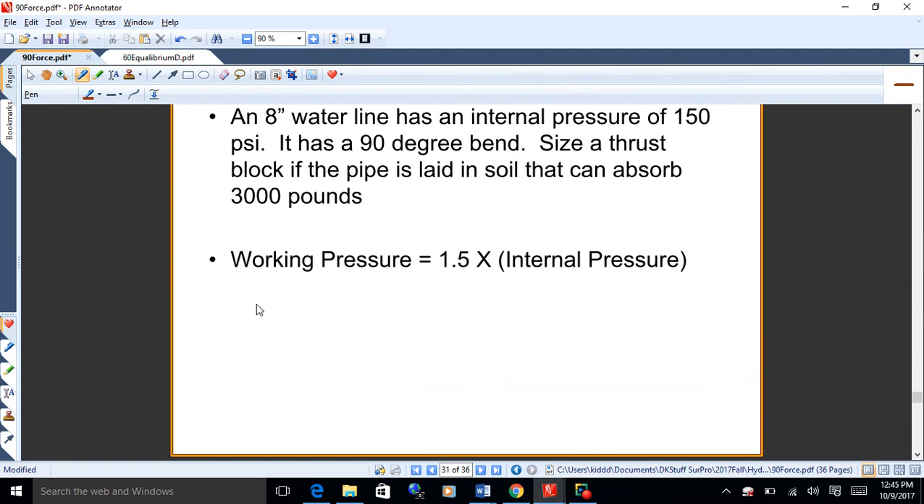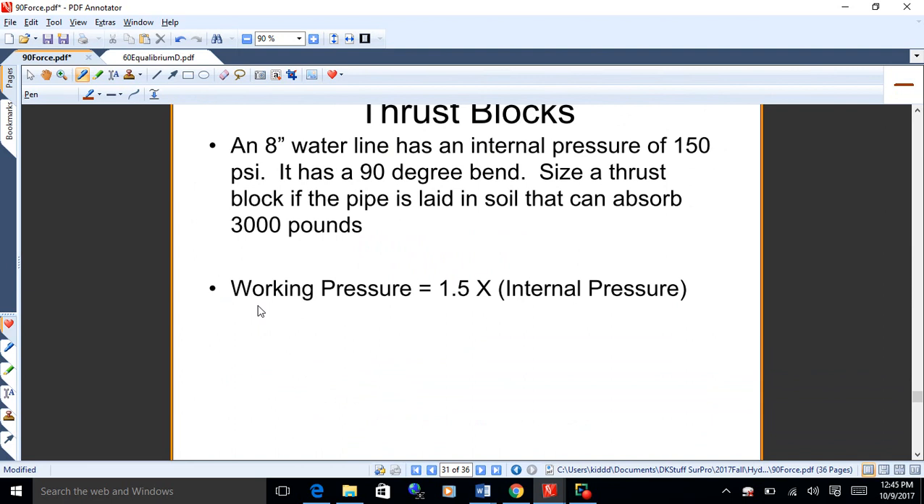Let's start with that. Let's say we have an 8-inch line with an internal pressure of 150 psi with a 90-degree bend. Let's find the force first. Remember to take 1.5 times the 150 psi. Now, I know you may not have had trigonometry, but you have a sine function on your calculator. It's a trig function. Use your 90-degree bend, take half of that, and then take the sine of half of it.